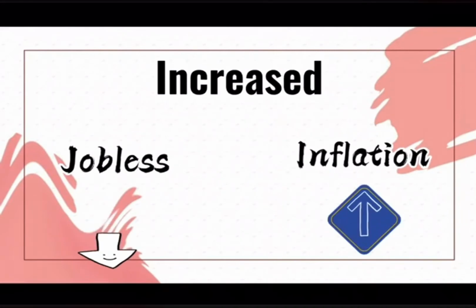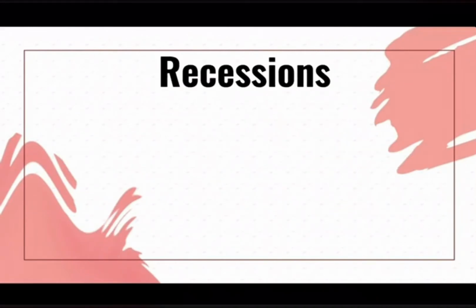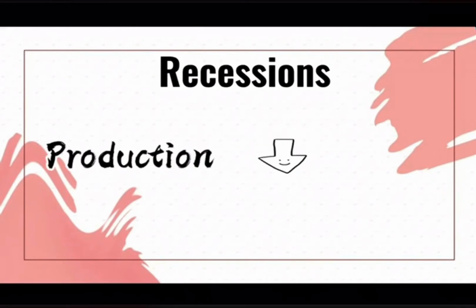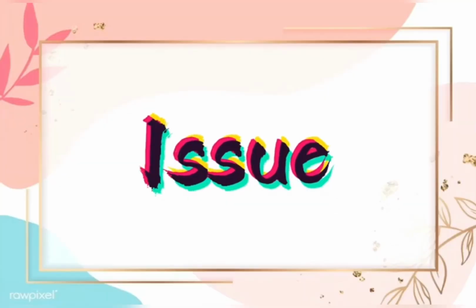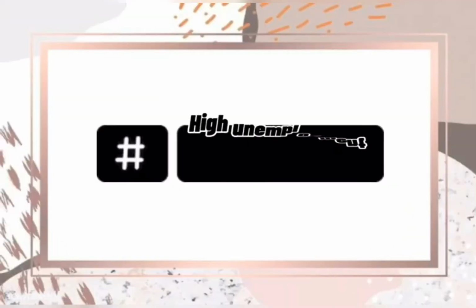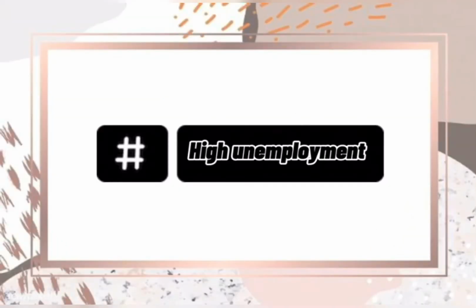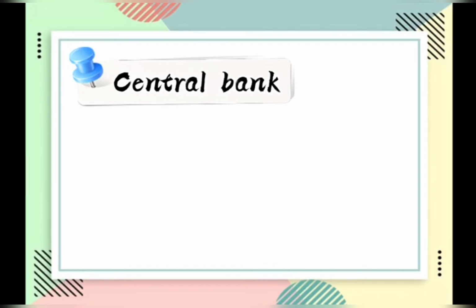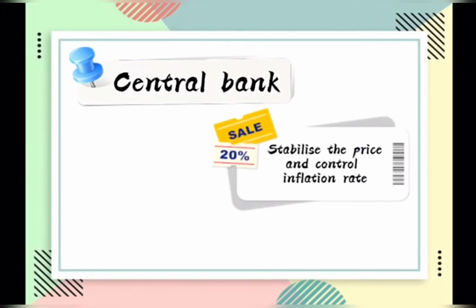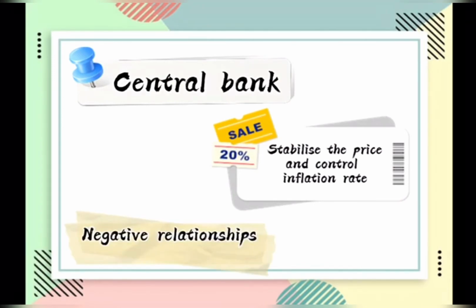On the other hand, in an economic recession, companies will reduce the level of production and fire many workers. The issue raised in this article is high unemployment. This is when the central bank, whose role is to stabilize prices and control the inflation rate, has functions to help the economy achieve stability in price, full employment, and economic growth. However, to achieve a low rate of inflation, unemployment will increase because of their negative relationship.